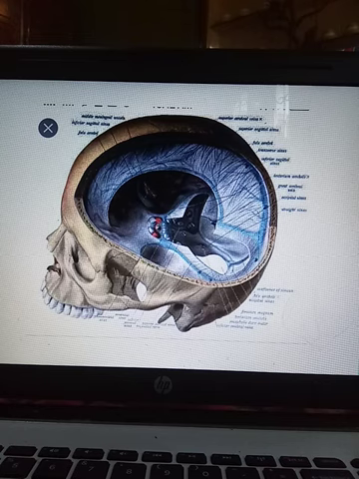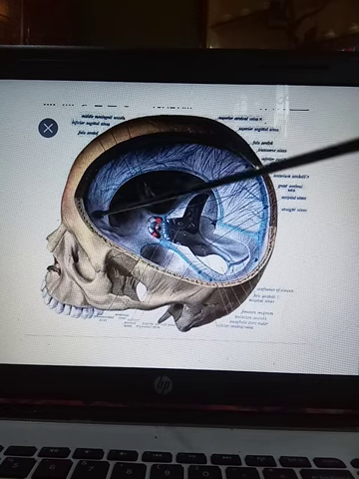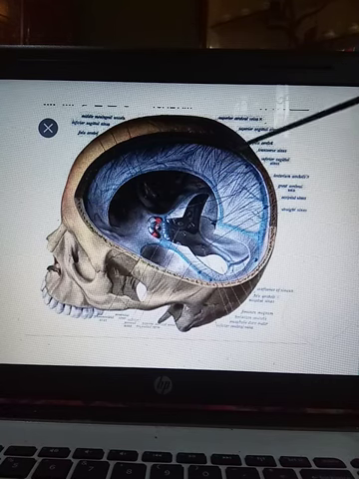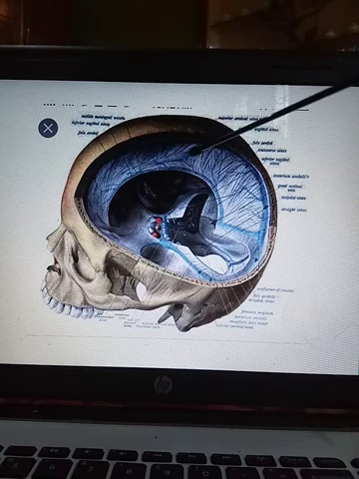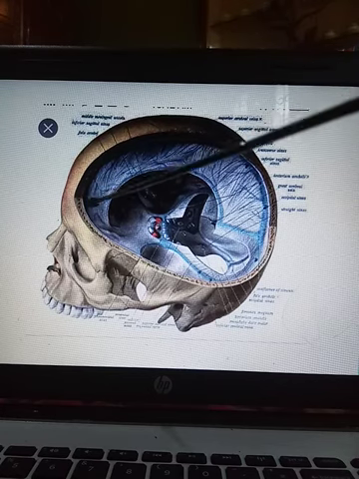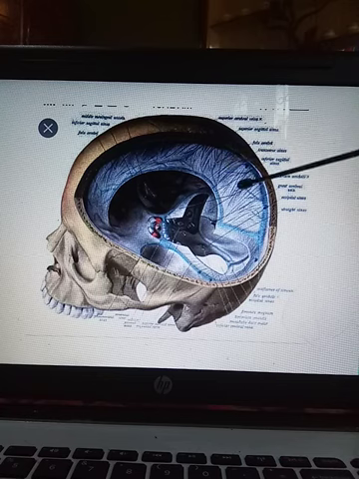Then this dura mater throws certain modifications. This dura mater has four modifications in the form of, this is your falx cerebri. This sickle shaped structure is your falx cerebri.